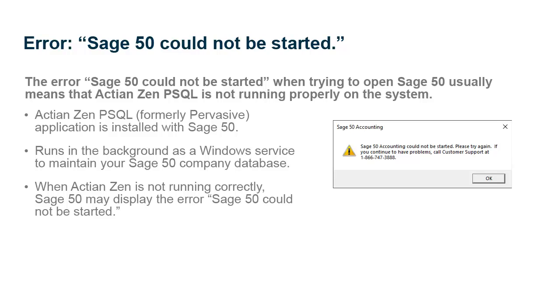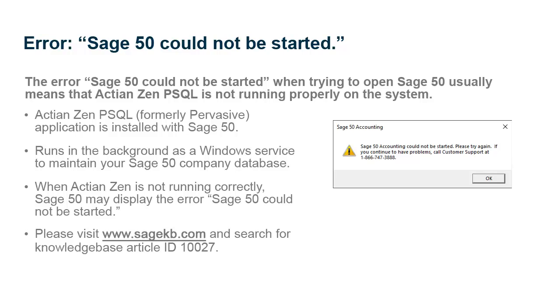Fixing this error generally involves troubleshooting Actian Zen and making sure that it's running and communicating properly with Sage 50. A variety of different system events and issues can cause Actian Zen to not run properly and create this error. This topic will walk you through the most common steps that fix the problem. If you would like to print out the steps performed in this topic and learn about other situations that can cause this error, please visit sagekb.com and search for Knowledge Base Article 10027.